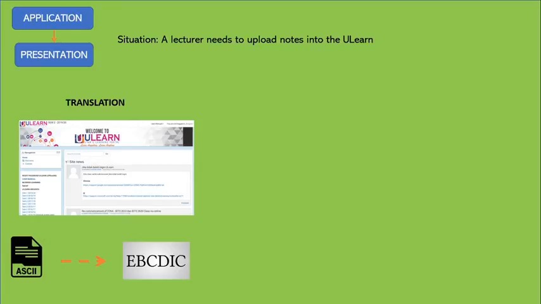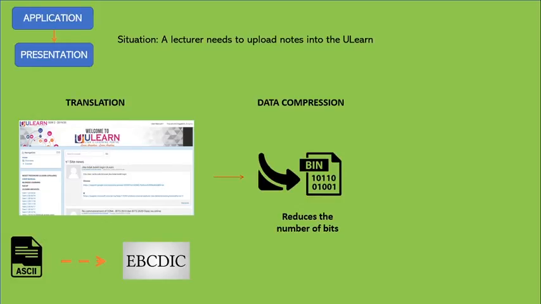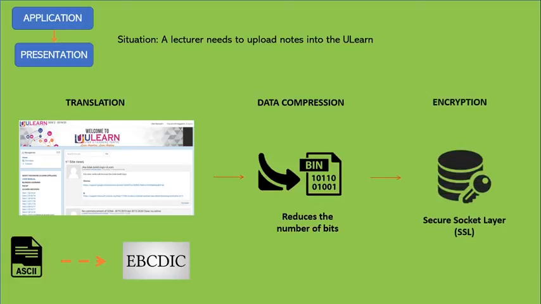Next is the data compression function. Before the data is transmitted, the ULAN data is reduced in the number of bits used to represent the original data. As the size is reduced, it can be received at the destination in a very short time. And the last one is encryption. To maintain the integrity of the ULAN data, the data should be encrypted before it is transmitted. SSL, or Secure Socket Layer, is used in the presentation layer for encryption and decryption.